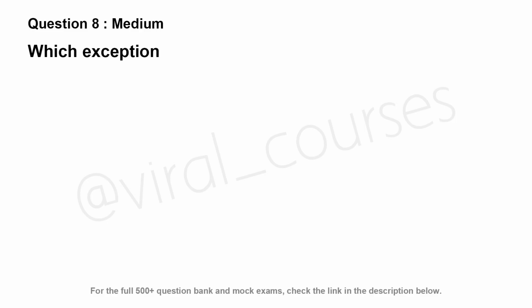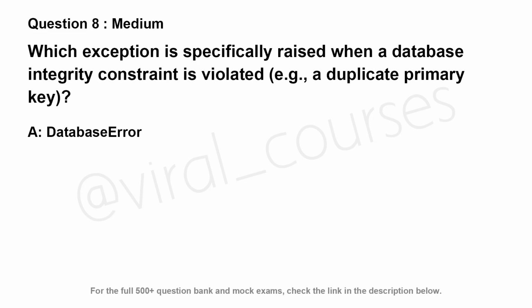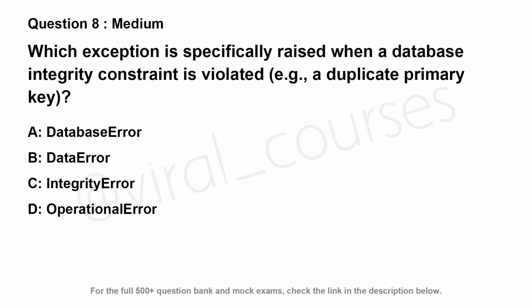Which exception is specifically raised when a database integrity constraint is violated? E.g., a duplicate primary key. Option A, DatabaseError. Option B, DataError. Option C, IntegrityError. Option D, OperationalError.